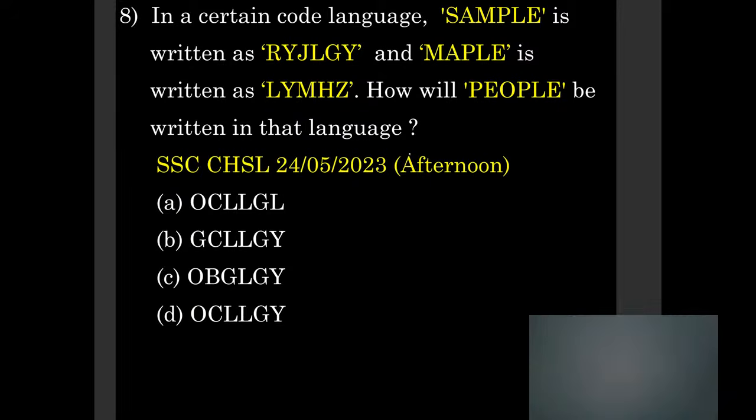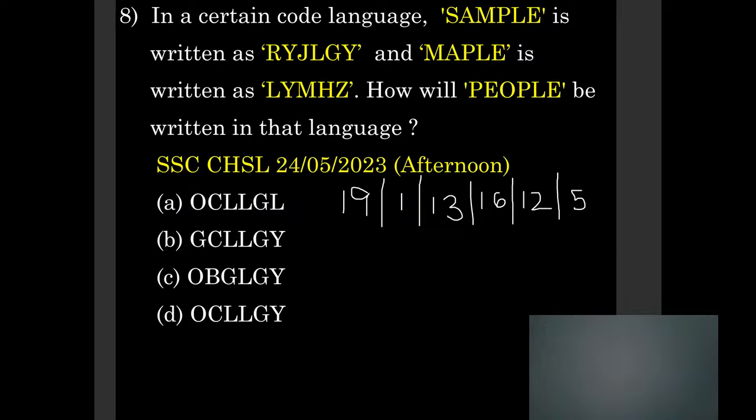Okay, let us check for the numbers. The value of S, I'm writing for sample, S is 19. Next, A value is 1. Next, M value is 13. Next, P value is 16. Next, L value is 12. And E value is 5. So these are the values of each and every alphabet in sample.